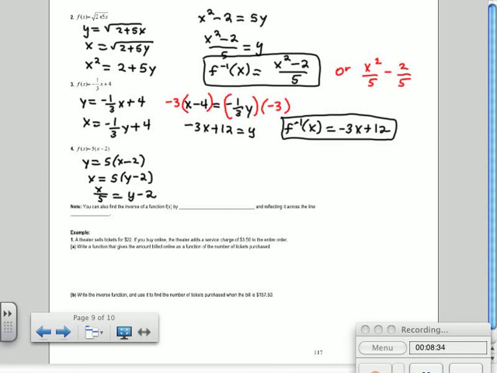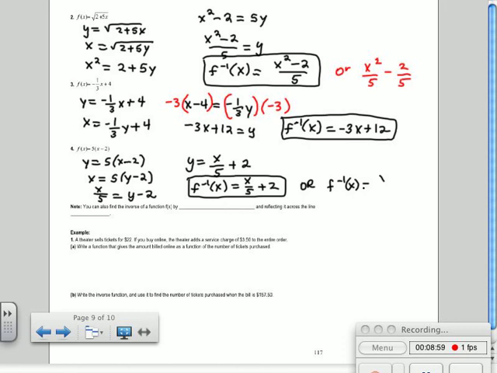And then I add my 2 to both sides. So I get y equals x over 5 plus 2. That means f inverse of x is x over 5 plus 2. But you could see this written in another way. If you had distributed the 5, you might have it written as f inverse of x equals x plus 10 over 5, which is fine. Either way, it's the same thing.